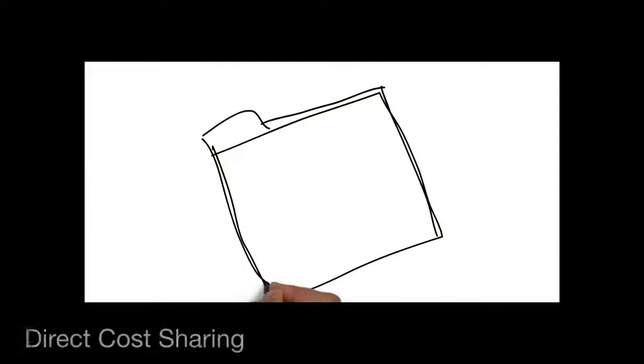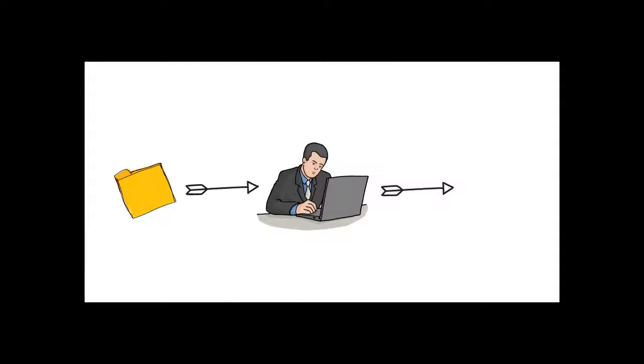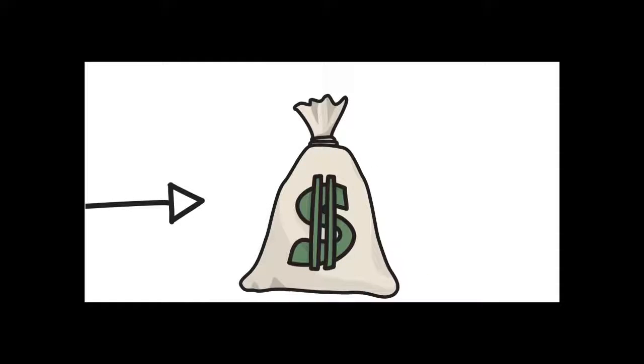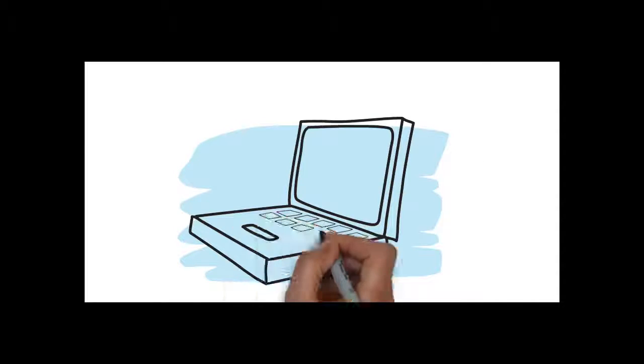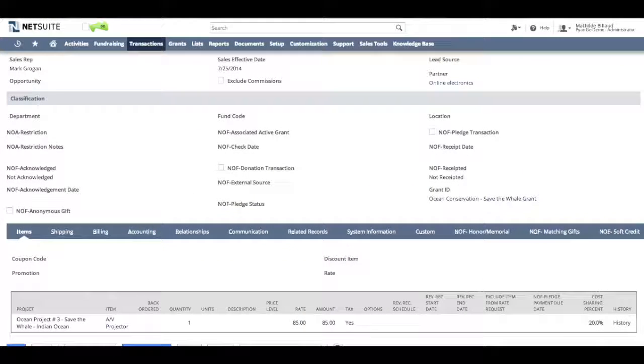In some situations, organizations must invoice the grant sponsor directly in order to receive funds. NetSuite has the ability to track billable expenses and time to be sent to a sponsor. PyanGo's direct cost-sharing feature enables organizations to share the cost of a project with the sponsor. If you remember, we had a project task that had a billable time component with a 20% cost share. We can now see that the invoice to the sponsor is discounted by that 20%.